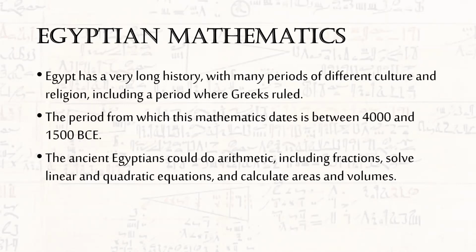So here's what they could do. They could do some arithmetic, the same arithmetic we do. They could do fractions. They did them a little differently, as we're going to see in the second class. They could solve linear and quadratic equations, and of particular concern to them was calculating areas and volumes. And they actually have some formulas for things that we don't have formulas for.